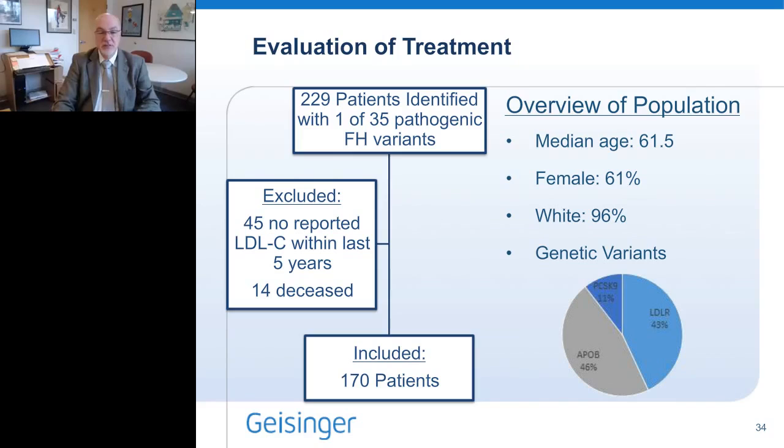The median age was 61.5, 61% females, and 96% white. This matches our overall MyCode population to a T, so it does not seem like we have ascertainment issues here. One thing that's a little bit unusual is you'll notice that even though I was saying that ApoB was somewhat rarer than LDLR, we have about equal numbers here, and that reflects a family where we have multiple members of the family that are in our MyCode population that have a familial ApoB variant. So that skews this to some degree.